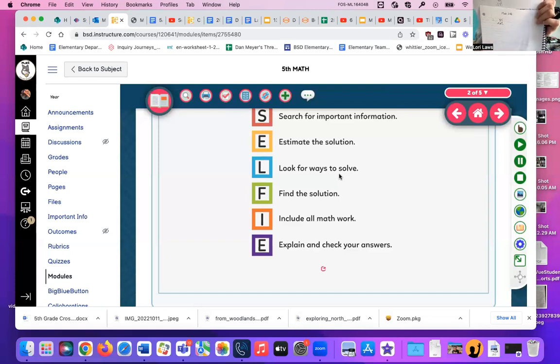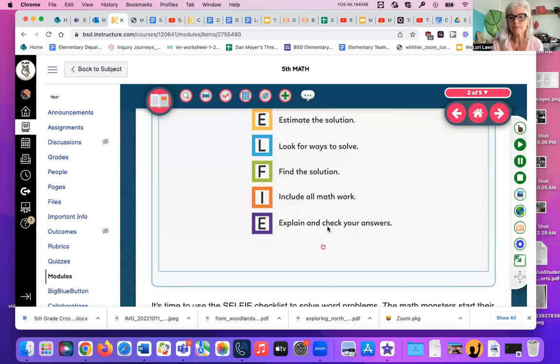I really recommend you spread it out and do it on another piece of paper. Do not try to squish it in between the lines. It's just going to be sloppy unless you have miniature writing. See how sloppy it is on there? And then it's going to go down into the writing and be a big mess. Okay, find the solution, include all your math work, and explain and check your answers.